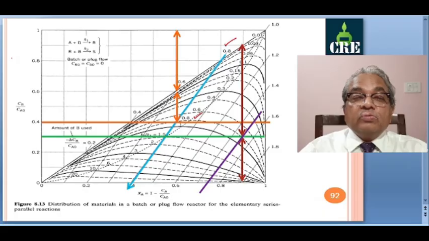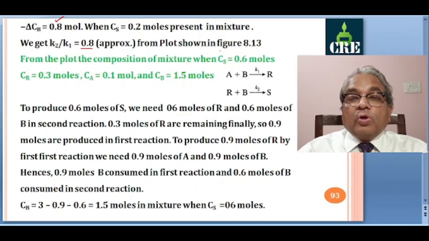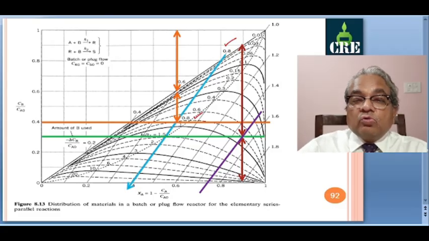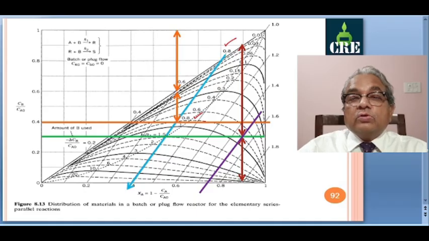Analyzing at various times means it is our batch reactor. From the plot, the composition when Cs is equal to 0.6: again, we will start from this diagonal and move, and from this diagonal on the line K2 by K1 equal to 0.8. On this line we'll move horizontally and fix a point where Cs is 0.6. So this is matching at this intersection.